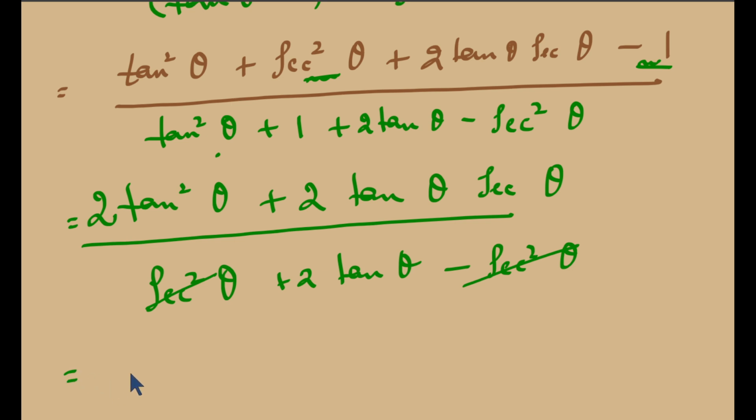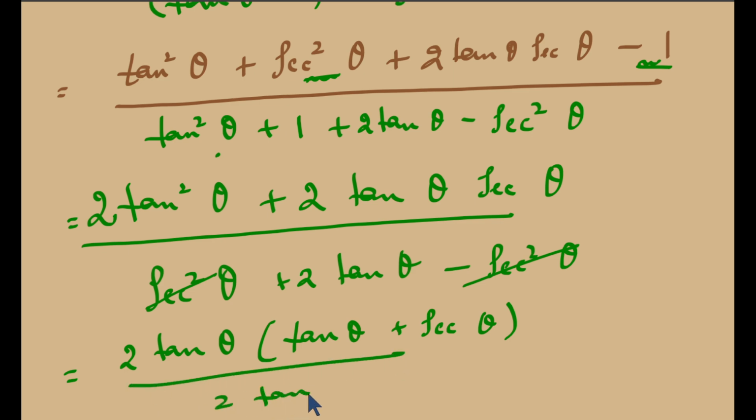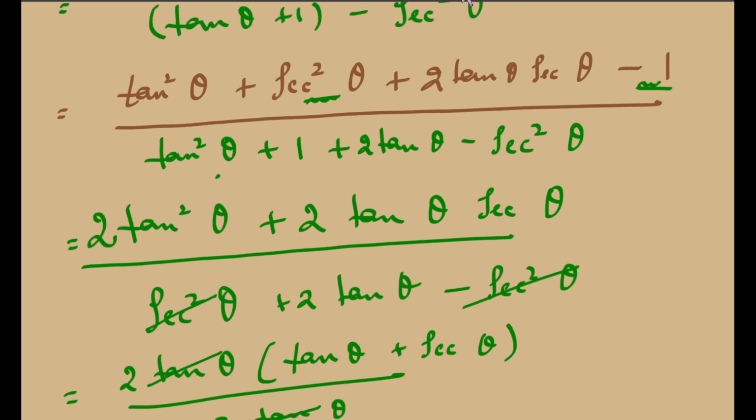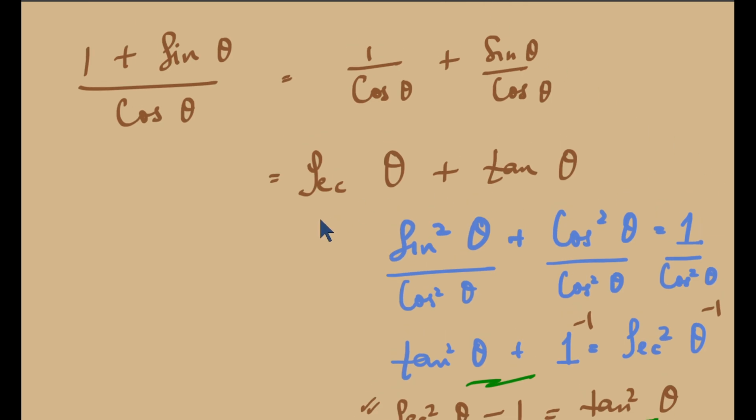And the numerator also, 2 tan theta can be factorized as it is common to both the terms here. So 2 tan theta into tan theta plus secant theta, and the denominator has 2 tan theta, which can be cancelled because they are common in both numerator and denominator. So finally we are left with tan theta plus secant theta. See, and that is what we actually wanted, right?